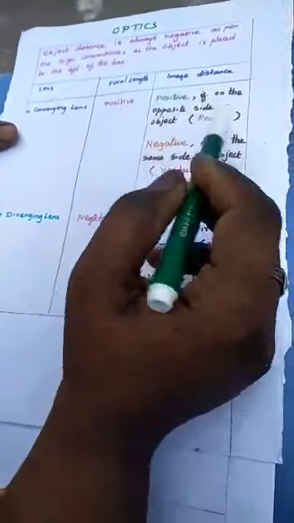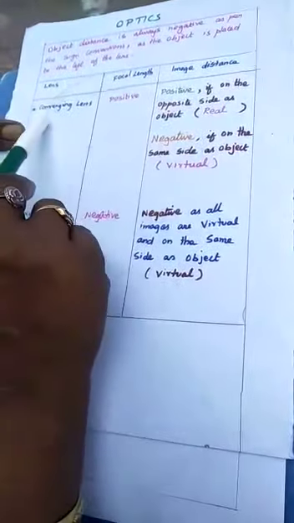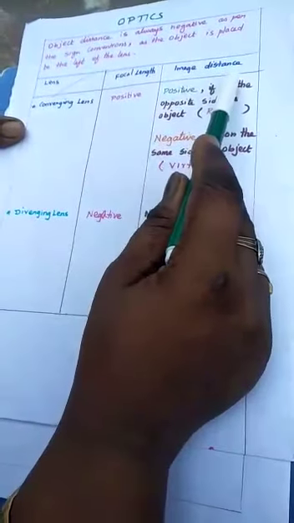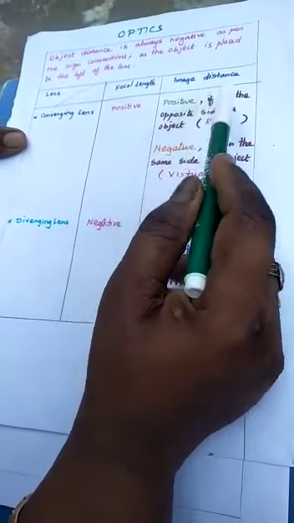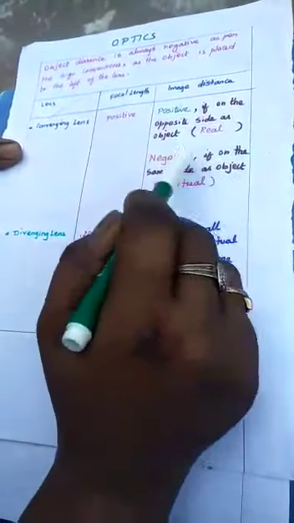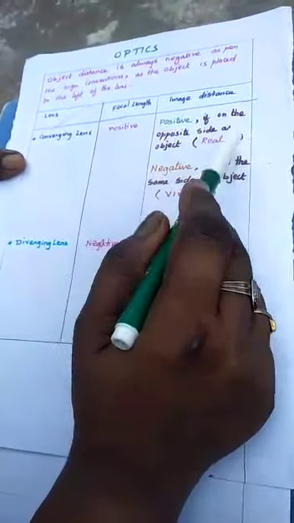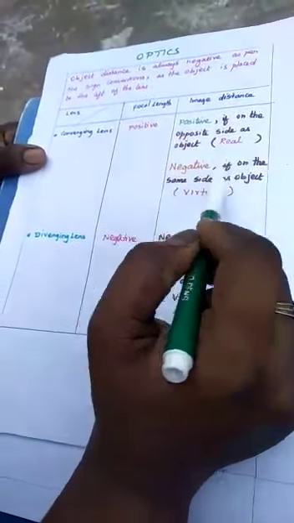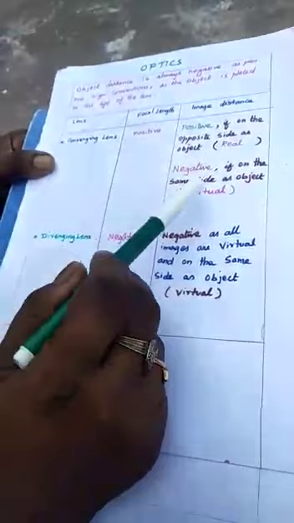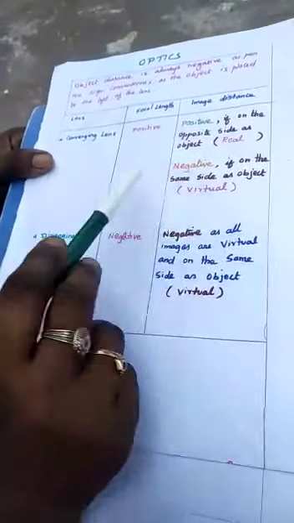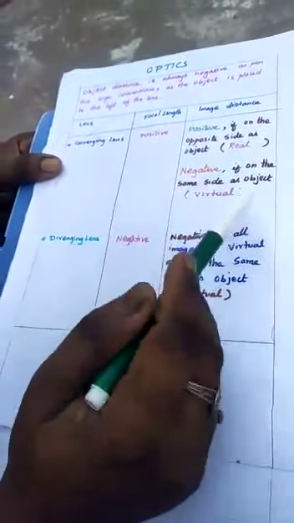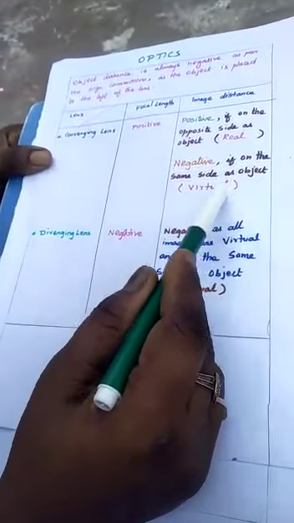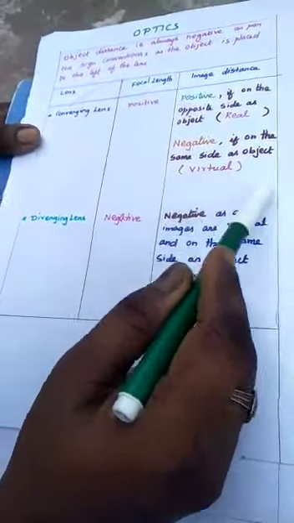Now we see about the image distance. For a converging lens, image distance is positive if the image is on the opposite side as the object, meaning it gives a real image. The image distance is negative if the image is formed on the same side as the object. So now we get the virtual image.